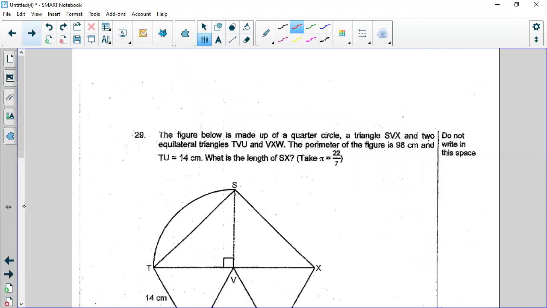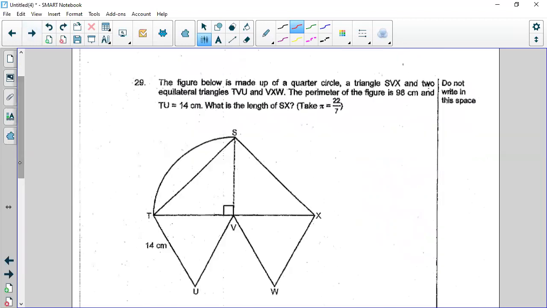Okay, question 29. This one looks hard. But what looks hard, you cannot assume that it is hard. You think it's hard, but is it really hard? No, it's not. Quarter circle. I'm sure you know where a quarter circle is, right? Quarter circle is here. And Mr. Ong purposely used a dotted line because you want to find perimeter. So the perimeter does not include the dotted line.